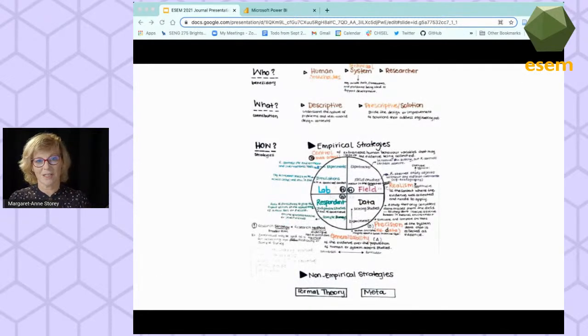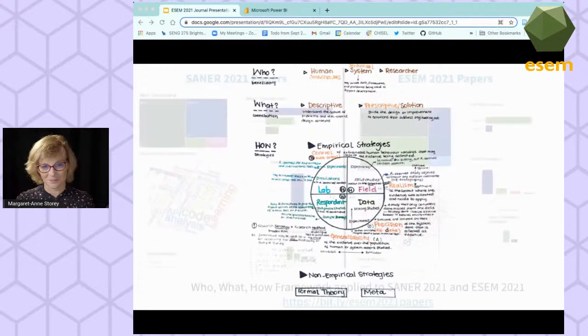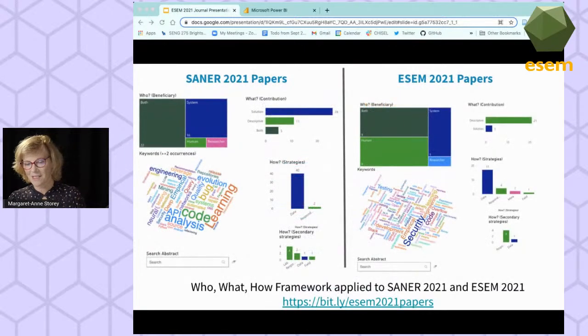Finally, I wanted to just mention that my student, Alessandra Paz Milani, who is also up and is in Victoria, has been looking at how the framework can be used in reviewing papers. She created this cheat sheet that she said she uses when she's reviewing papers and finds it really useful. So I promised that I would show you how this can be applied to ESEM.